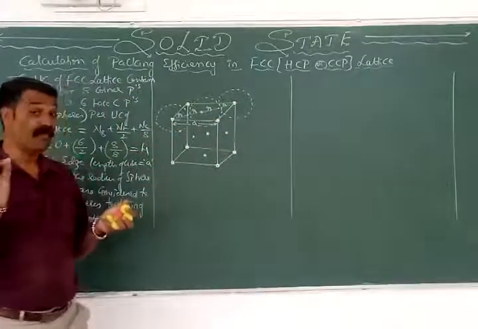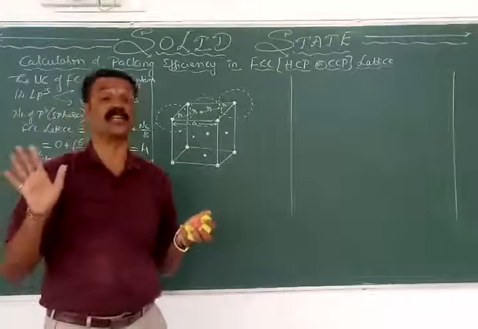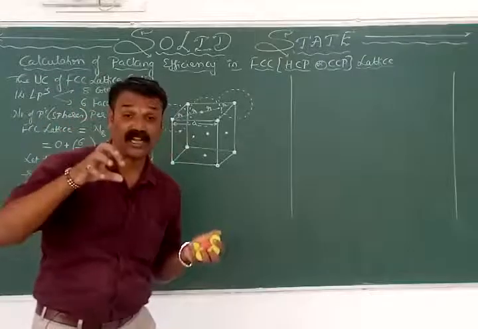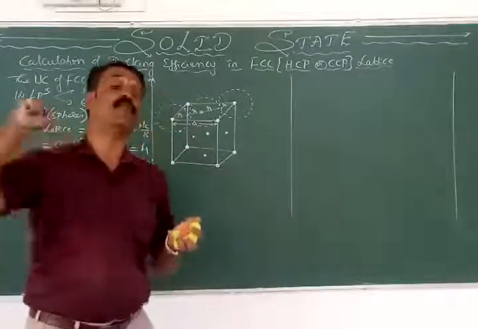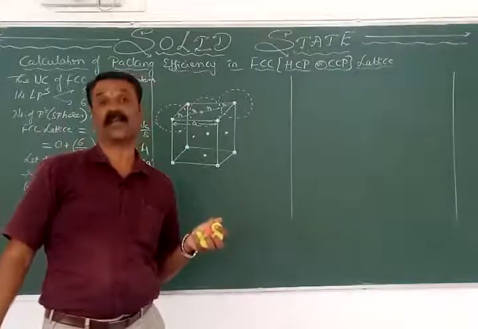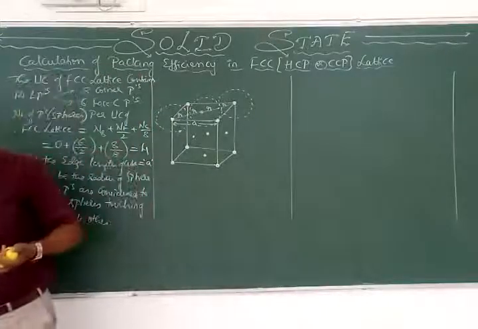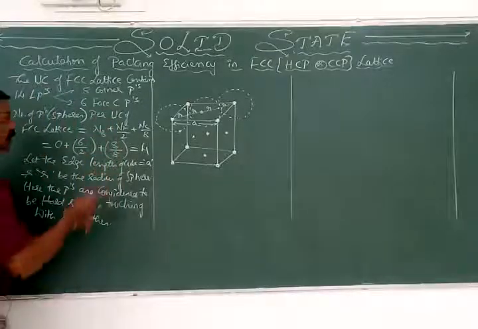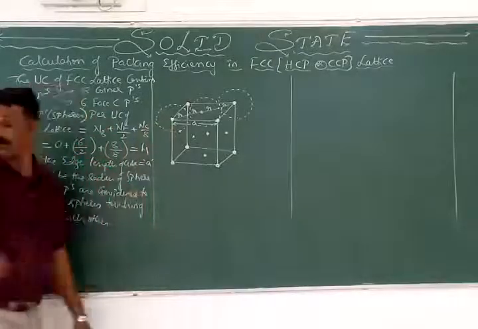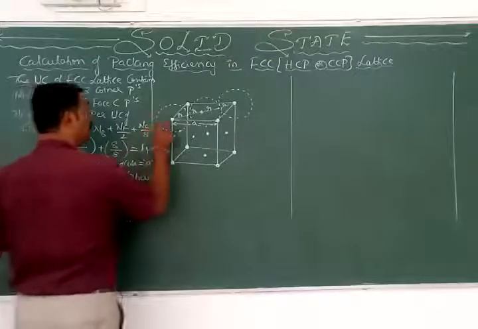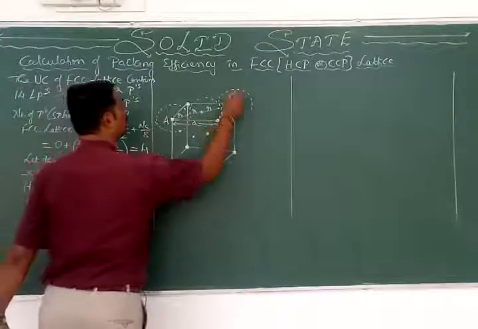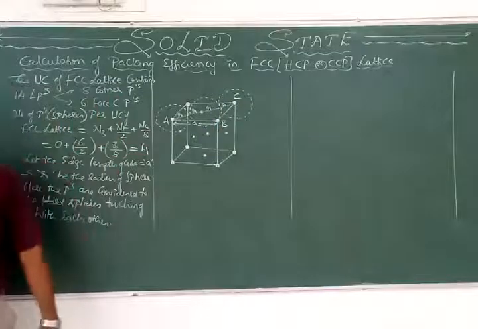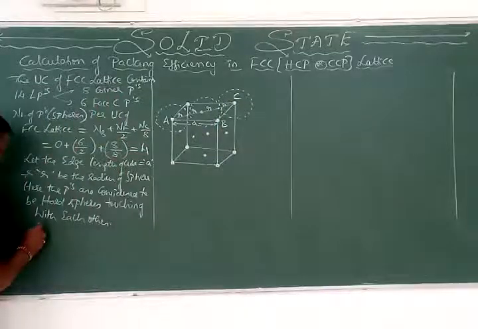When the corner particles are not touching each other, but the face centered particle is touching all four neighboring corner particles, then we can have one concept. From that, let us consider a triangle for example. This is A, this is B, and this is C. Okay, from the triangle, what is that?